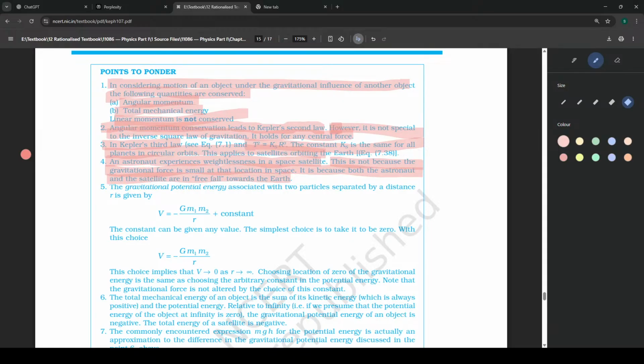Okay, they're saying that a space satellite is basically revolving around the Earth. This is a continuous free fall, and in free fall we experience weightlessness.